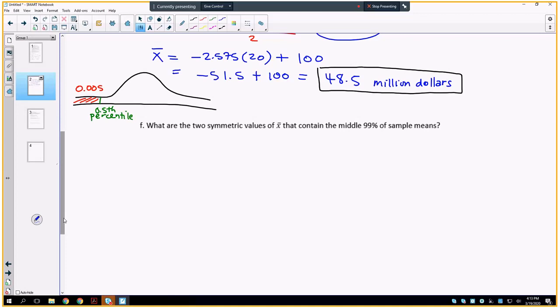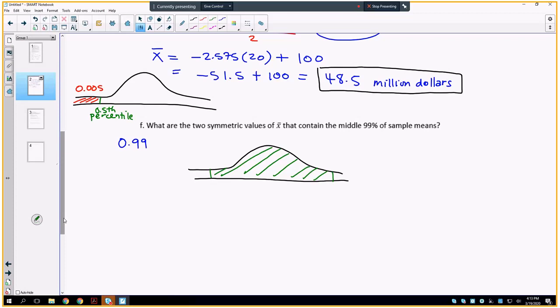So then part F: what are the two symmetric values of x bar that contain the middle 99% of sample means? So let's see. 99%, let's convert it to a decimal. It's 0.99. I'm thinking about my normal distribution, which looks like a bell curve, and I'm looking for two values that are symmetric, one on the left, one on the right, so that in between the two lies 99% of the distribution.